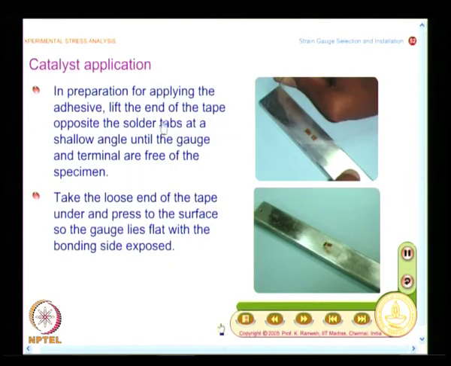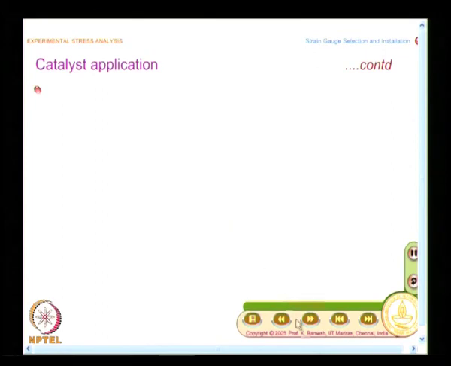And this is what is listed here. So, you need to take the loose end of the tape and press it to the surface of the gauge, lying flat with the bonding side exposed. We want to take out the tape, fold it like this, and then you will have the surface exposed. So, that is good for applying the catalyst as well as the bonding.